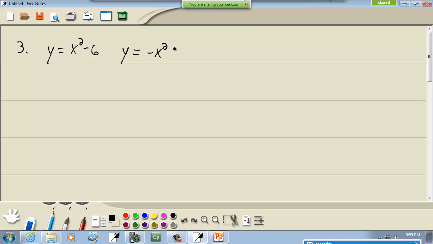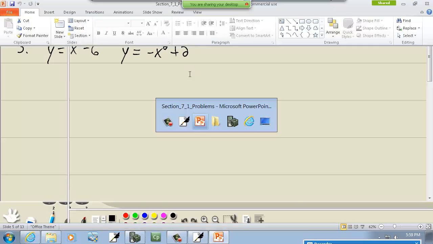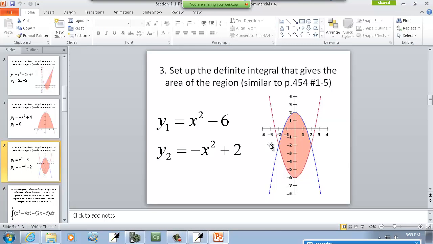Okay. It's negative x squared plus 2. Okay, well, look at this. Of course, the shaded region is the only part we're concerned with. The blue here is above the red here. It looks like it's going from negative 2 to 2. So type 1 is going to be the one. These are in terms of x's, so it's in perfect form for type 1.